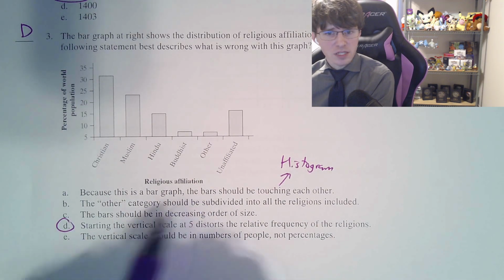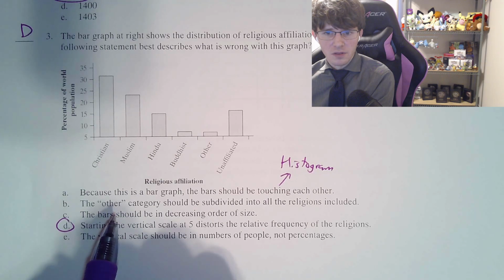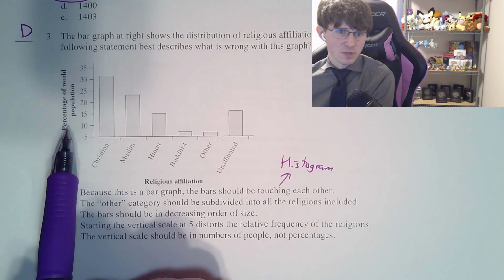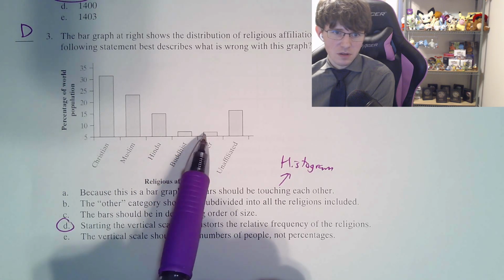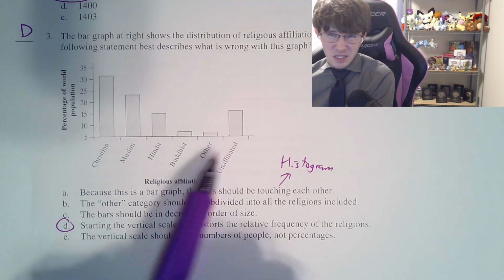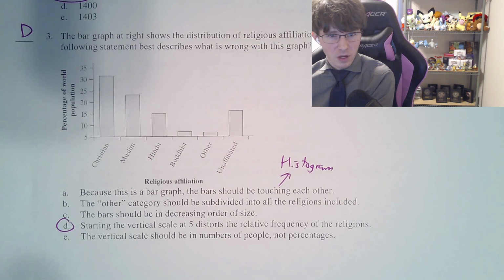The other category does not need to be subdivided into all the religions included. That is mostly going to be a waste of time, and in fact, in terms of percentages, I bet each one of these only goes up to, it looks like, 6 maybe, so there's probably going to be a really small number, like a 1, 1, 1, 1.